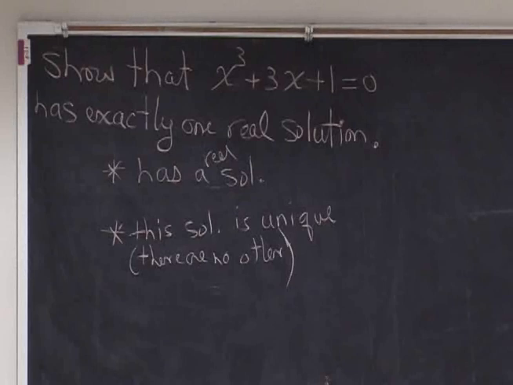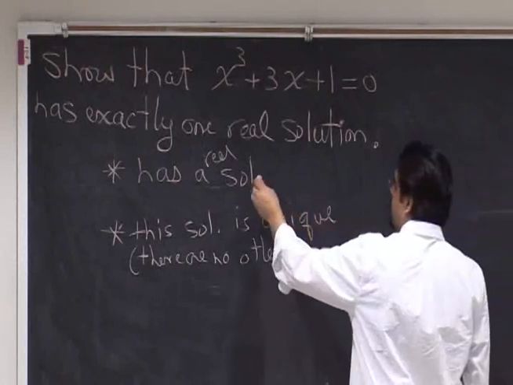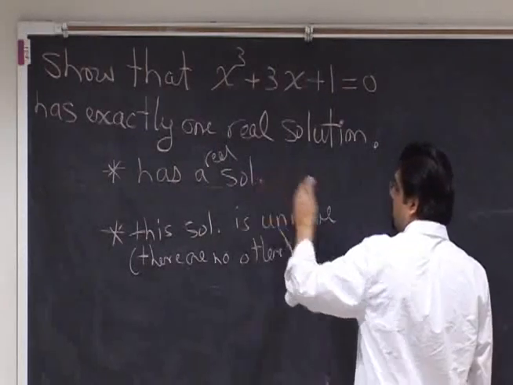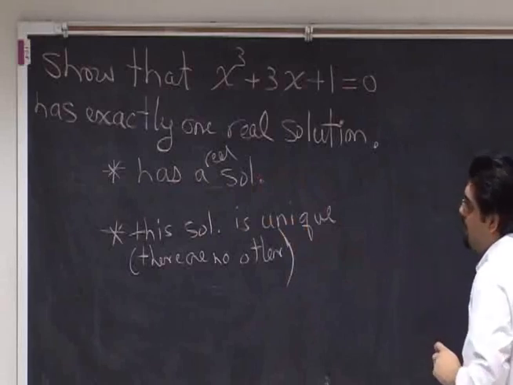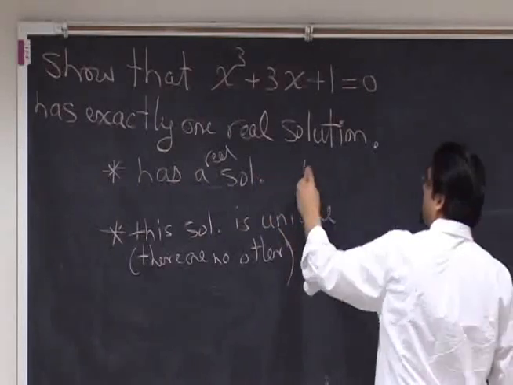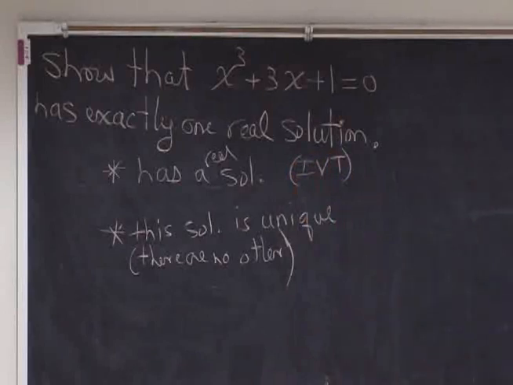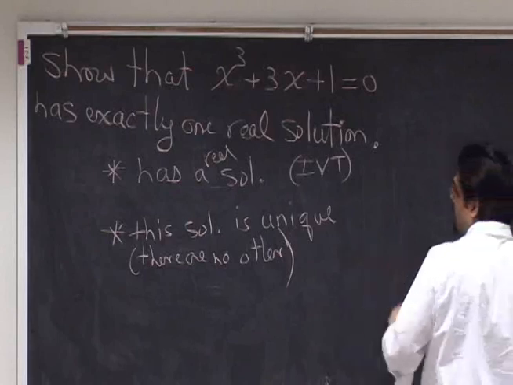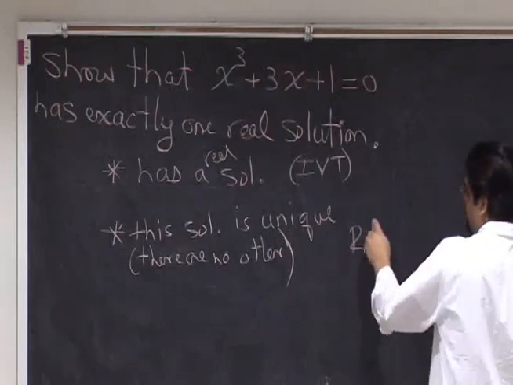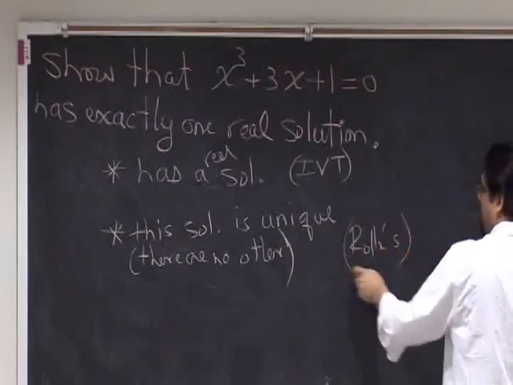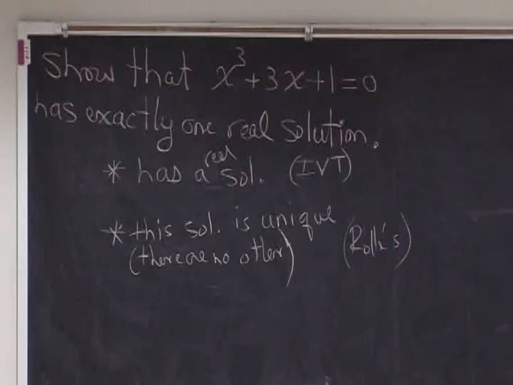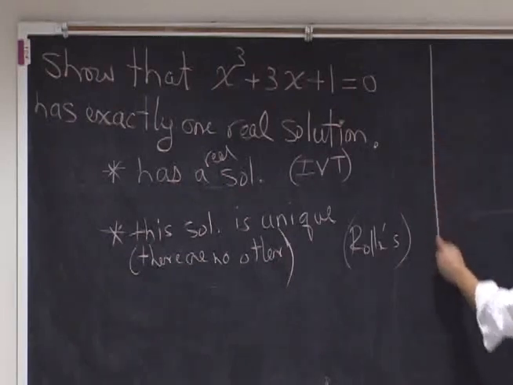Now, we've solved this type of problem before, where we show that an equation has a solution, and we use IVT to do that, the intermediate value theorem. And I'll show you how again. And to show that the solution is unique, we're going to use Rolle's theorem. And it's a very nice proof because it uses an indirect approach, proof by contradiction, which is always fun.